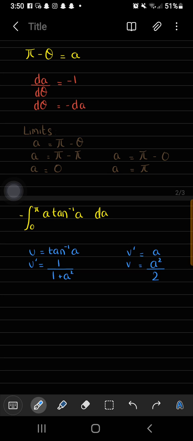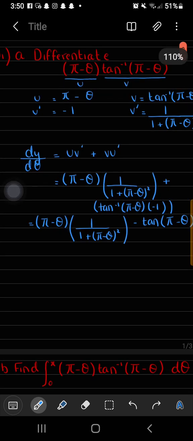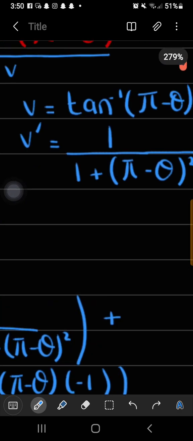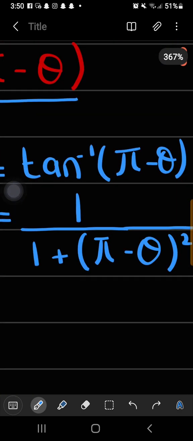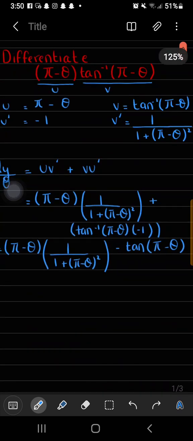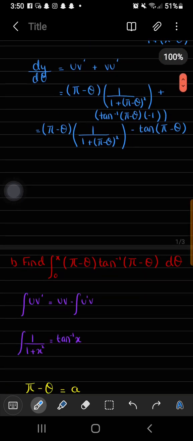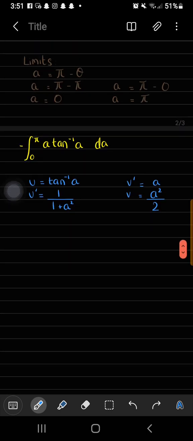We have to know that the differentiation of tan inverse a is 1 upon 1 plus a square, and we had looked at it in this also, like tan inverse pi minus theta, we can say this is a, 1 upon 1 plus a square, like 1 upon 1 plus pi minus theta whole square. So let's move ahead.